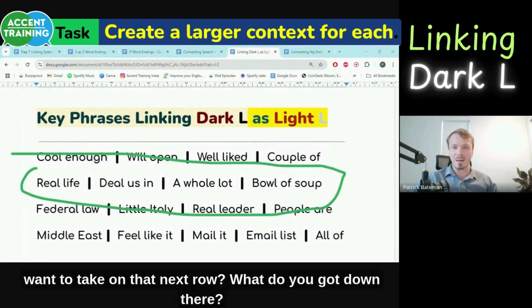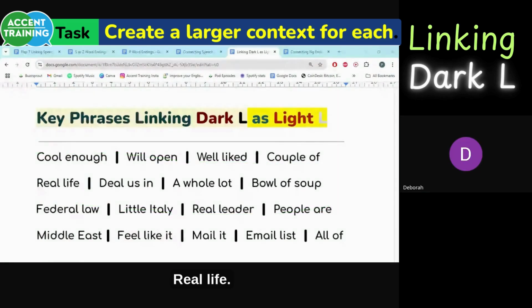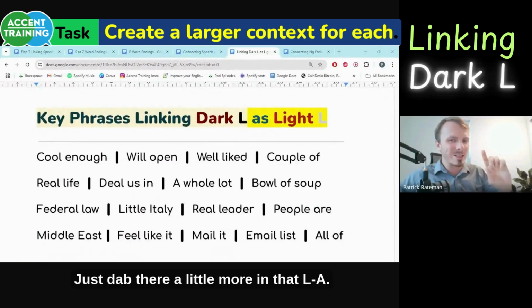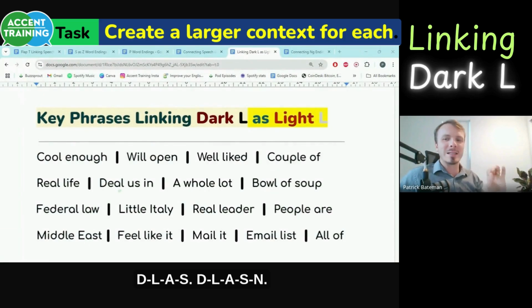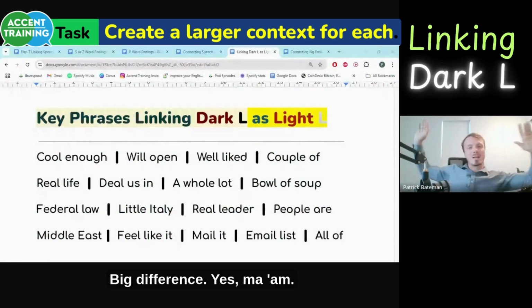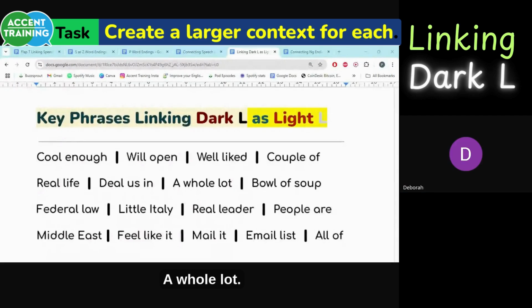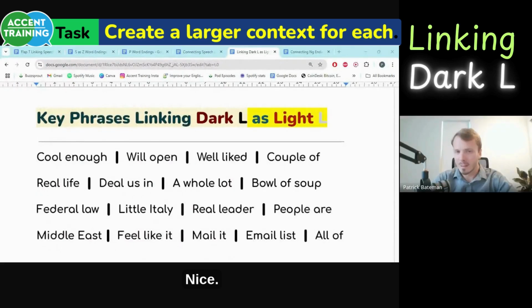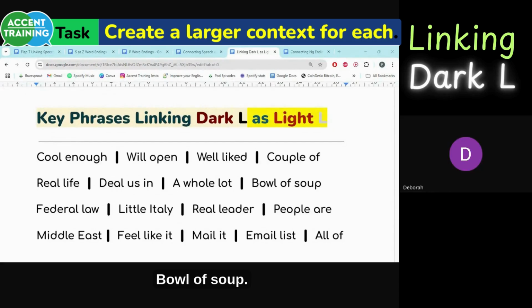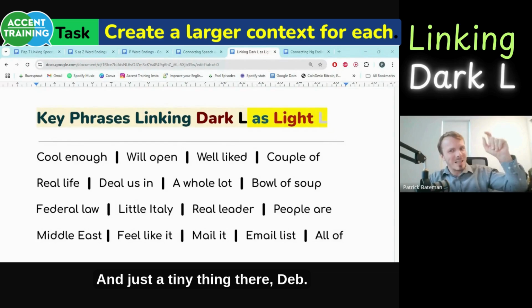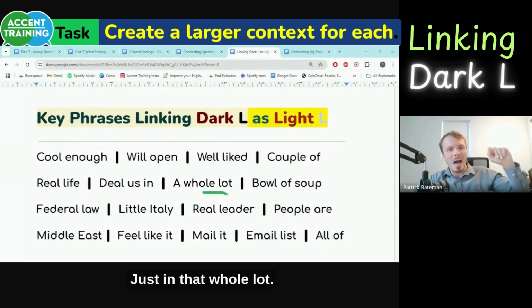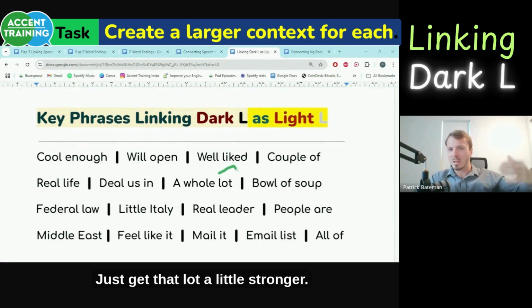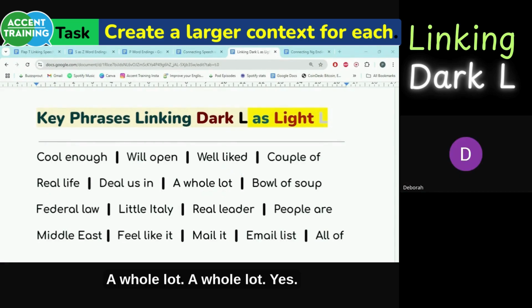Anyone want to take on that next row? What do you got down there? Real life. Mm-hmm. The L was in. Even just dab there a little more in that la. Dilas. Dilasin. Big difference. Yes, ma'am. A whole lot. Nice. Bowl of soup. And just a tiny thing there, Deb, just in that whole lot. Just get that lot a little stronger. A whole lot. A lot. Yes. Well done.